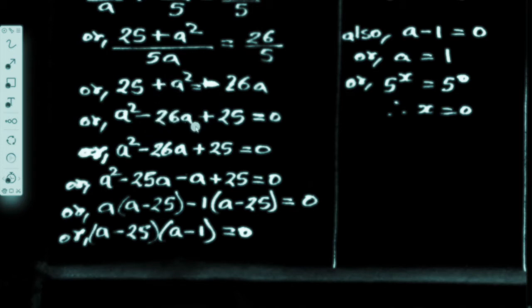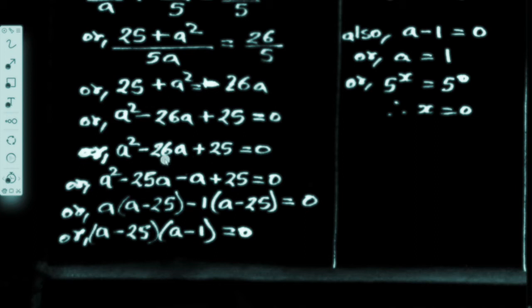Or a square comes ahead, minus 26a plus 25 equals 0. It means 26a should change its side. Now 26a changes its side. If we change the side, the sign should also be changed. Similarly here 26a comes as minus 26a, or a square minus 26a plus 25 equals 0.